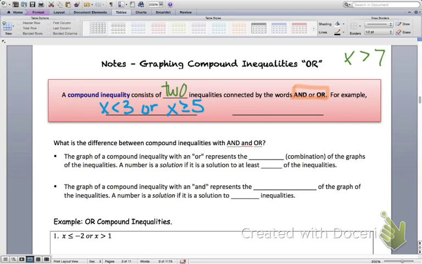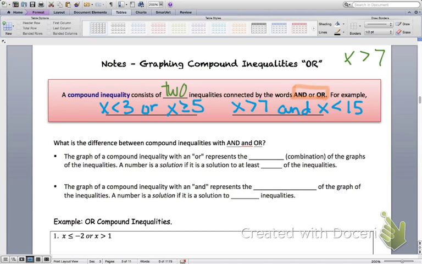So this is a compound inequality because we have two inequalities and they are connected by the word or in between. Here's an example of another compound inequality: x greater than 7 and x less than 15. So here are two examples of compound inequalities, connected by the word and or the word or. All right, so what is the difference between these two types? Because we are going to be learning how to graph them.